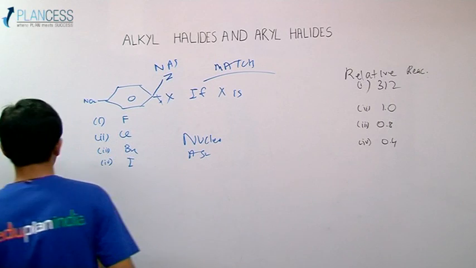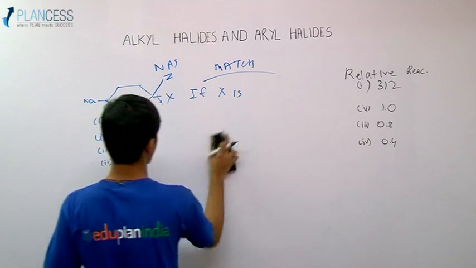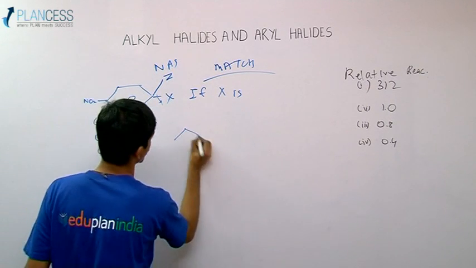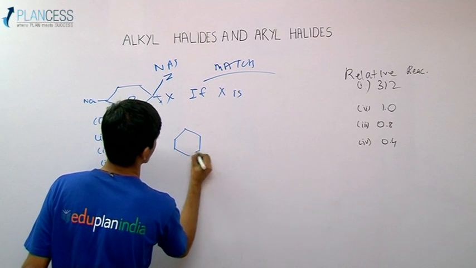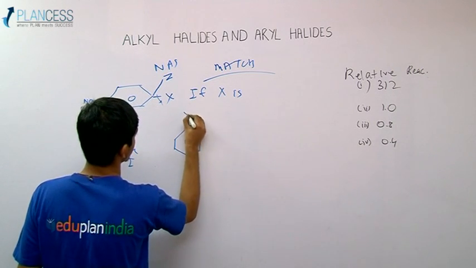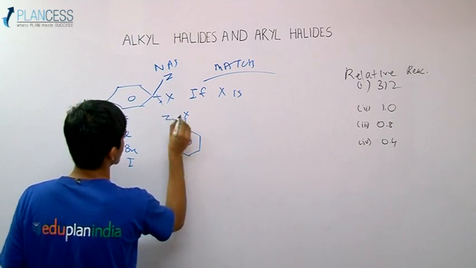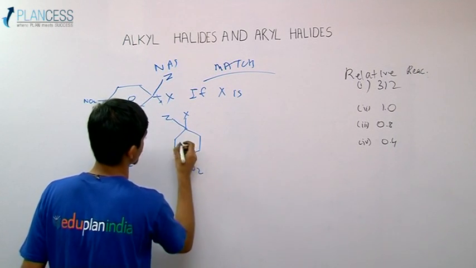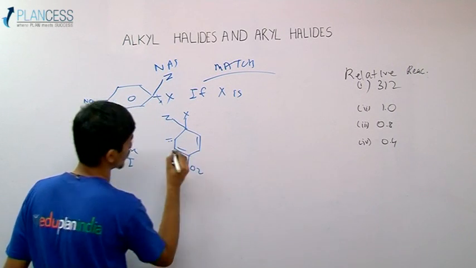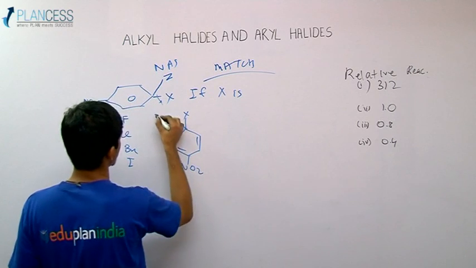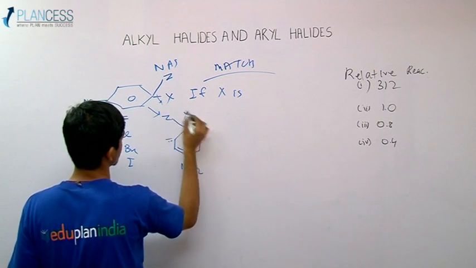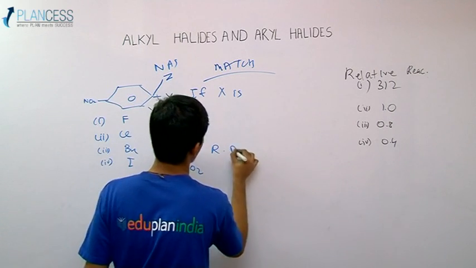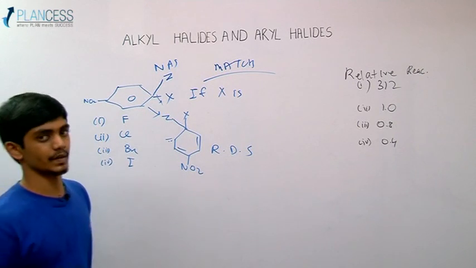In NAS, the slowest step is what? The slowest step is the formation of the carbanion. We have X, we have Z, and we have NO2. So this is the slowest step, the carbanion. From here, this is the RDS, and this is also the rate determining step.